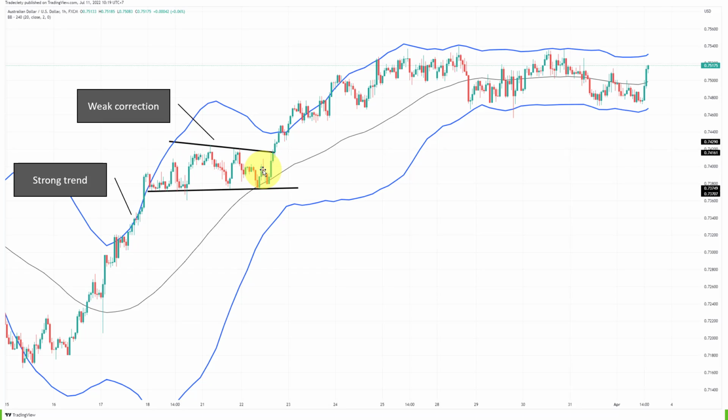However, we can see we have a very weak correction. The market doesn't move lower at all. We don't break the moving average. We don't even come close to the lower Bollinger Band. And then on the trend continuation, on the breakout, you can see the market make a new leg until we have the Bollinger Band contraction.